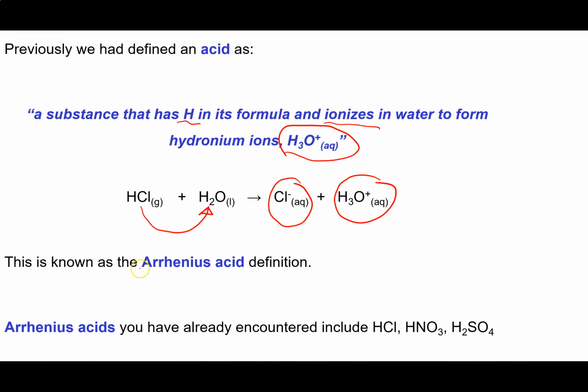This definition of an acid that relies upon the formation of hydronium ion when the substance is dissolved in water is called the Arrhenius acid definition. And we've already seen some Arrhenius acids in the lab and elsewhere, and typical examples would be things like hydrochloric acid, nitric acid, and sulfuric acid.